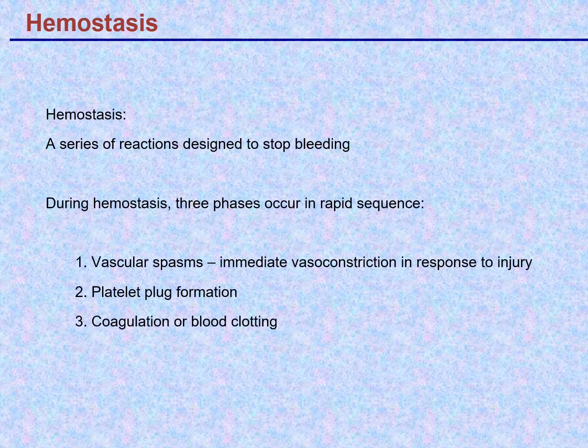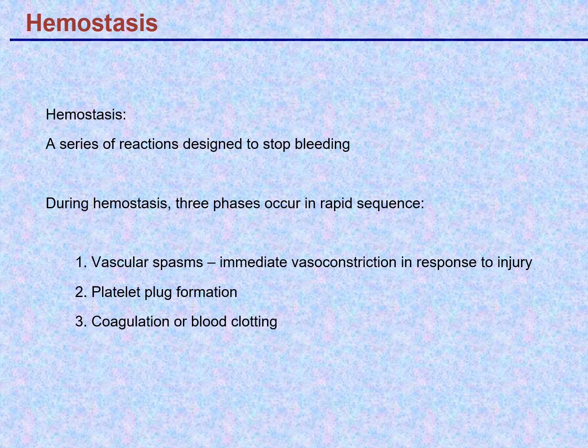During hemostasis, there are three phases that occur in rapid sequential order. The first is a vascular spasm, involving vasoconstriction, so the smooth muscle constricts around the blood vessel where the cut has occurred, and this is in response to injury.